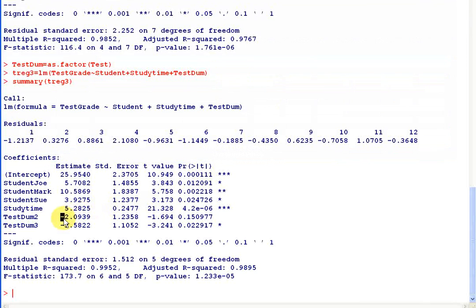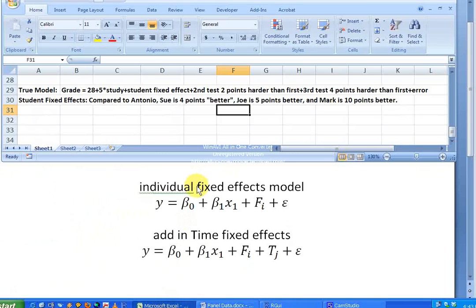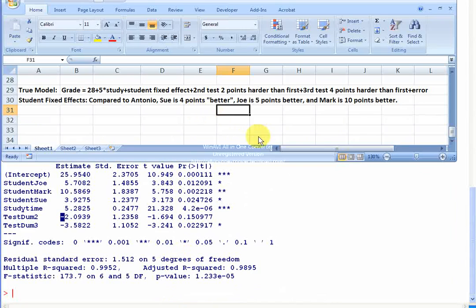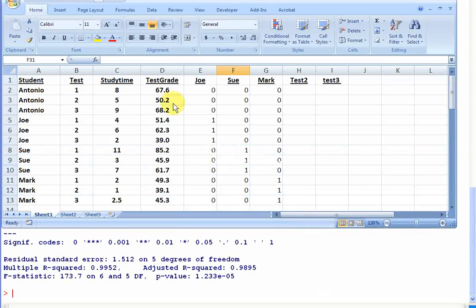Let me bring back up the real model here. And I made the third test 4 points harder than the first test. Our estimate is 3.6. So these estimates are pretty close to the way I created the data. Then when I created this data in the Excel spreadsheet to get these test grades, I just added on a random number. And as you've been seeing, these test scores update every time I enter something and hit the enter key.